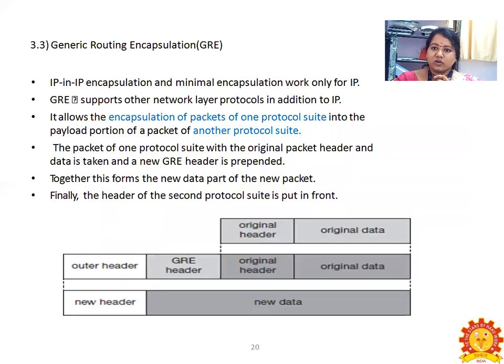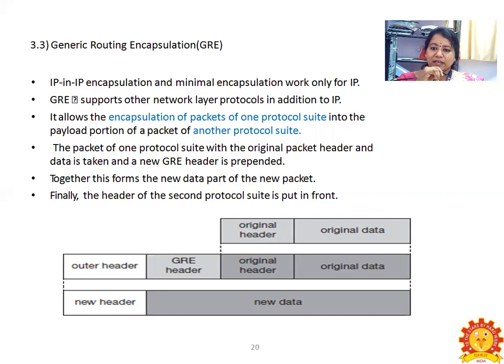The last will be the generic routing encapsulation, which is GRE. The IP in IP encapsulation and the minimal encapsulation work only for IP, whereas GRE, the generic routing encapsulation, will support other network layer protocols in addition to IP. So it allows the encapsulation of packets of more than one protocol suite into the payload portion of the packet of another protocol suite. So the packet of one protocol suite with the original packet header and the data is given, and the new GRE header is appended. Together this forms the new data part of the new packet.